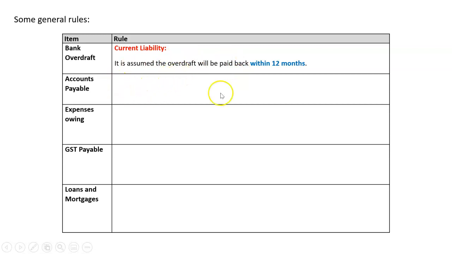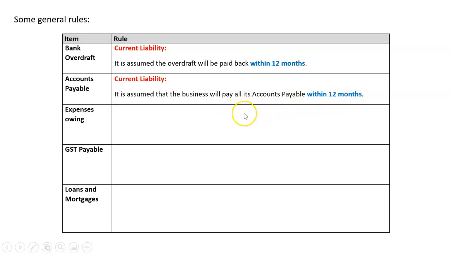Accounts payable, they're the people that sell us inventory on credit and we don't pay on the day. We agreed to pay later on, say 30 days later. But are they all going to be current? Yeah, we're going to assume that they are. We're going to assume that all accounts payable will be paid within 12 months. And usually that is actually the case. But even if it's not, that's what we assume.